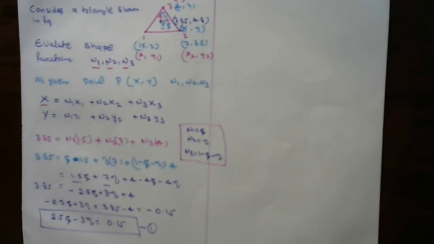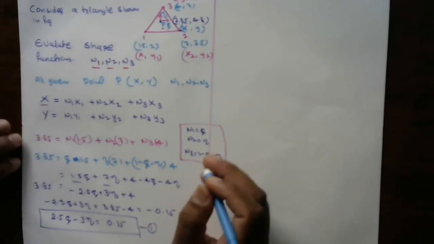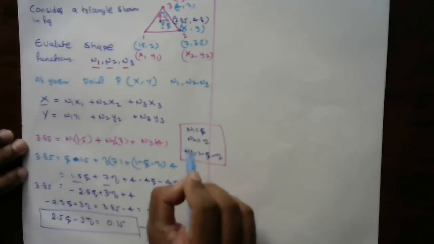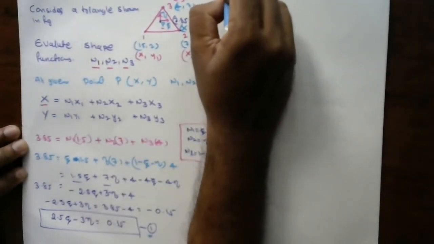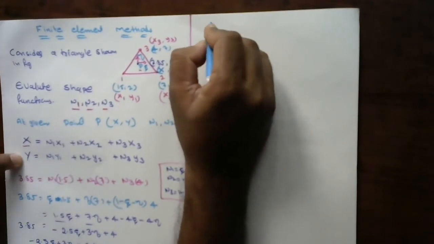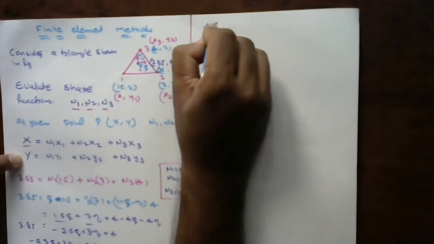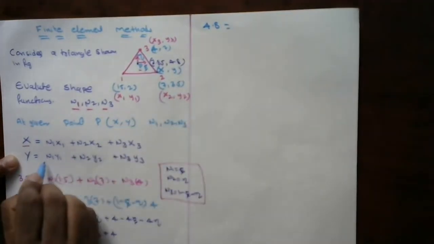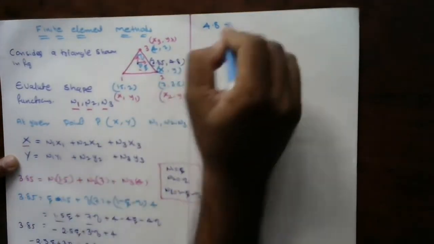If you find out the zeta and eta, then it is very easy to find out the value of the shape function. And let us set this as equation number 1. Similarly, the y can be written as, at given point P, the y is given as 4.8. So this equation, now let us try to write down here.